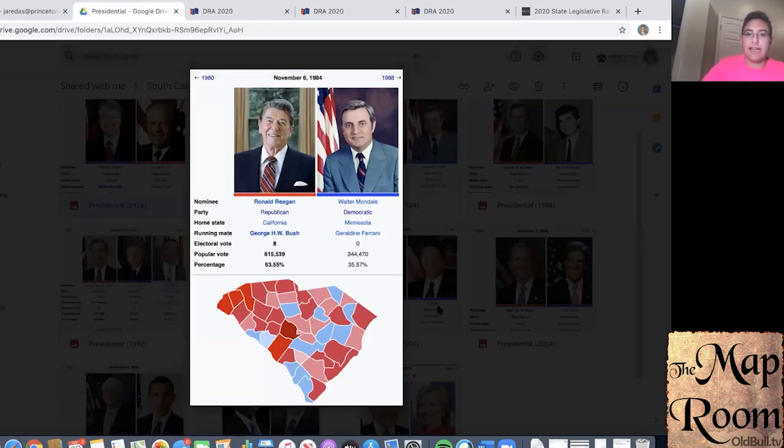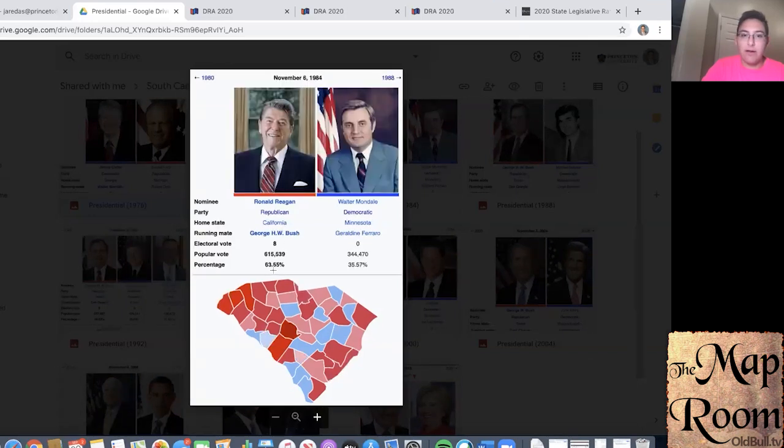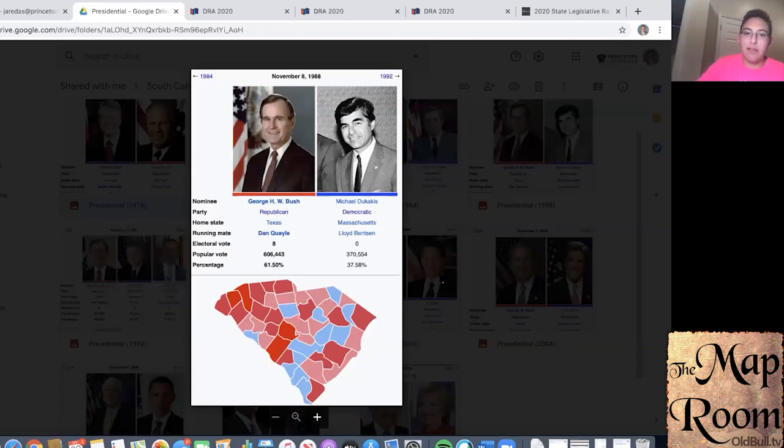Now, here's where things start to get interesting, because you can see that George H.W. Bush did not actually do that much worse than Ronald Reagan. He got 62% of the vote as opposed to 64% of the vote for Reagan. And I think this is where we really start to consider the fact that South Carolina is a very inelastic state when it comes down to it.